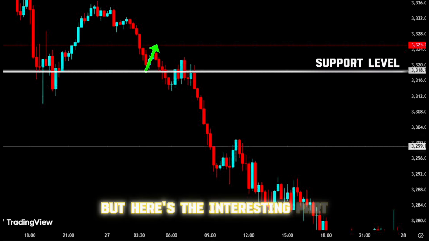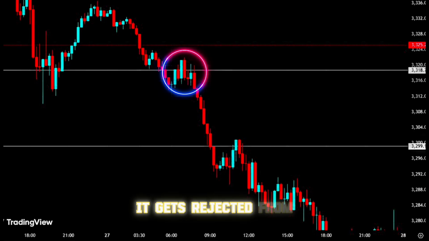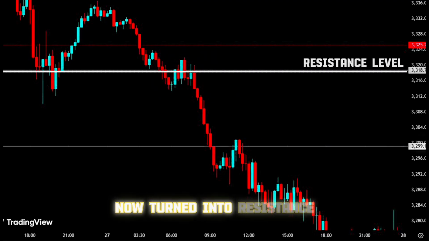But here's the interesting part. Later, when the price comes back to the same level, it doesn't bounce again. This time, it gets rejected from the bottom side and starts falling again. That same support zone has now turned into resistance.